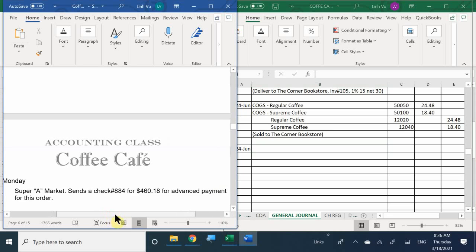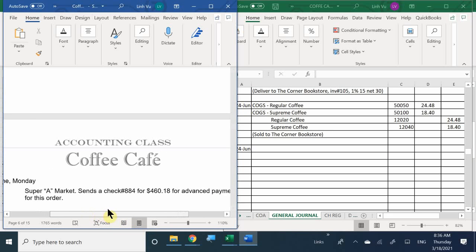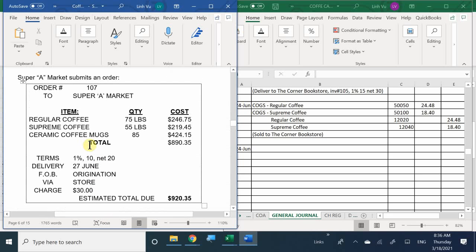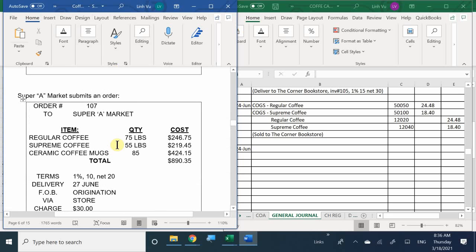Looks like they made an advance payment for this order. Okay, so let's take a look at this order. What should we do? Let's take a look at the advance payment. Well, we should put it down on the subsidiary ledger and the commissions. Okay, we'll do that first. Okay, good.